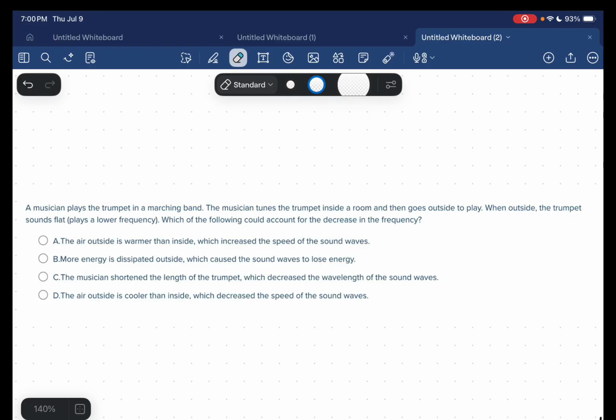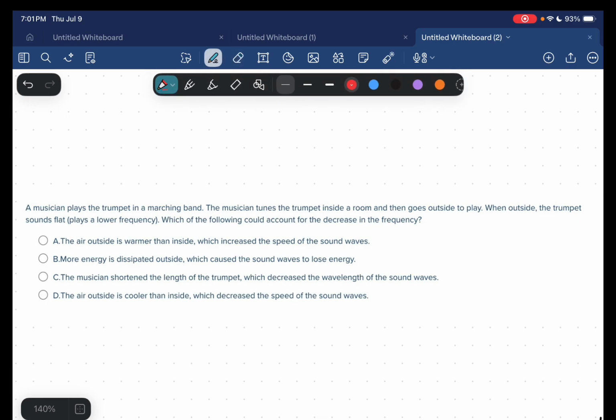We're going to see what this tip looks like in real time with a practice question I brought from the UWorld question bank. It reads, a musician plays the trumpet in a marching band. The musician tunes the trumpet inside a room and then goes outside to play. When outside, the trumpet sounds flat, plays a lower frequency. Which of the following could account for the decrease in frequency?